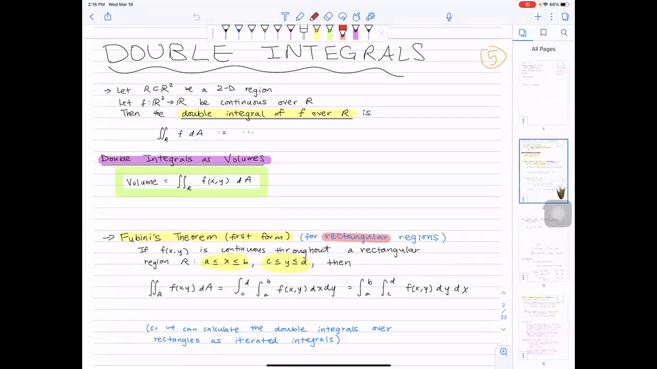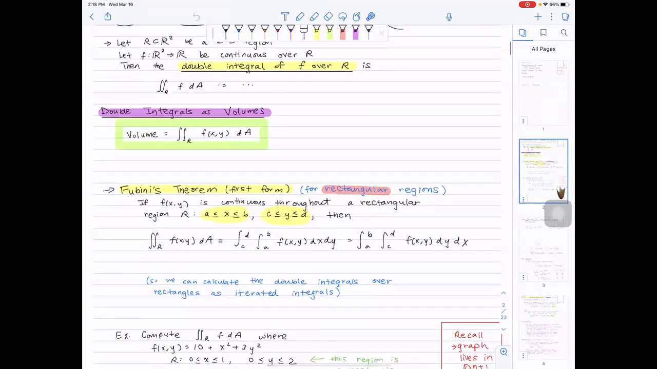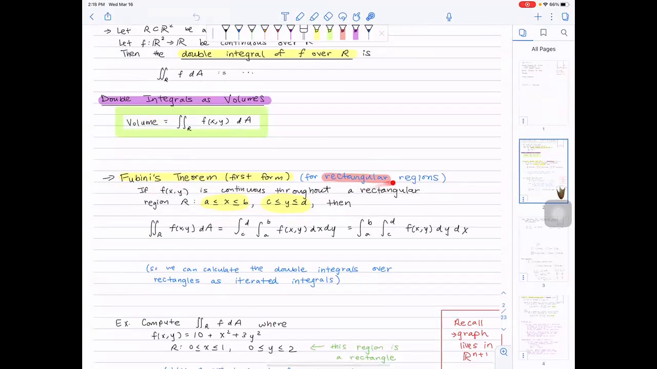Okay, so starting off with double integrals. The double integral we can use to compute the volume of any 3D object. So you always do the double integral of some function. So, Fubini's theorem for rectangular regions.